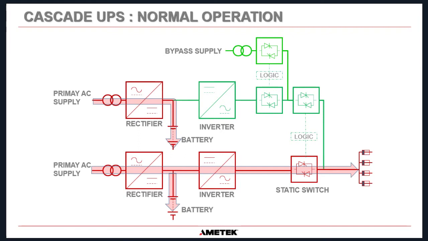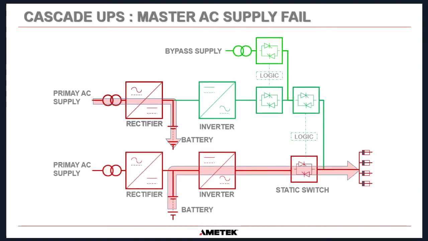So normal operation, once again: AC into the rectifier, charge the batteries, power to the inverter, out through the static switch. Okay, so that's normal operation. Now, if the AC fails on UPS-A, the primary UPS, all that happens is we go to battery. Okay, remember, we don't switch to battery, we just go to battery. The inverter continues turning that DC into AC through the static switch. Your load circuits don't see any issues whatsoever.